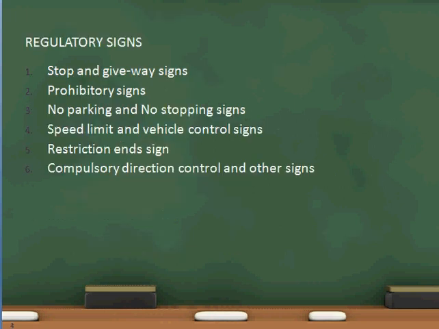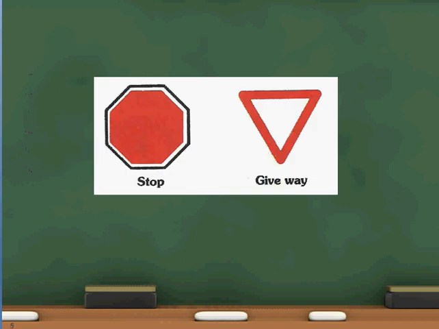We have already discussed it. It is used for regulating the traffic flow, and a violation is actually a legal offense. These are again classified into stop and give way signs, prohibitory signs, no parking and no stopping signs, speed limit signs, restriction signs, and compulsory direction control signs. The first one is the stop and give way sign.